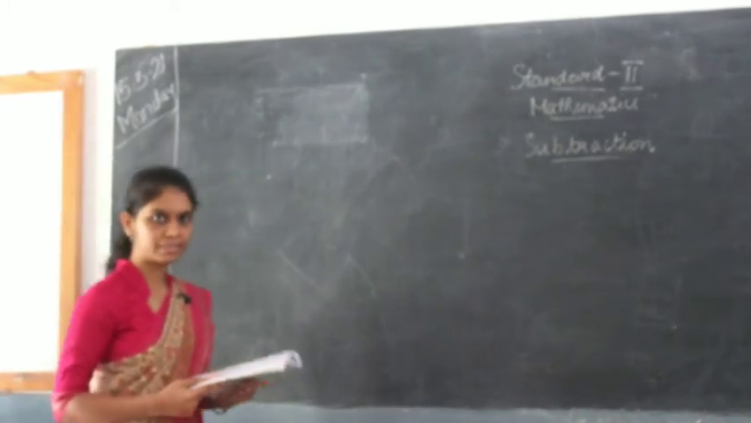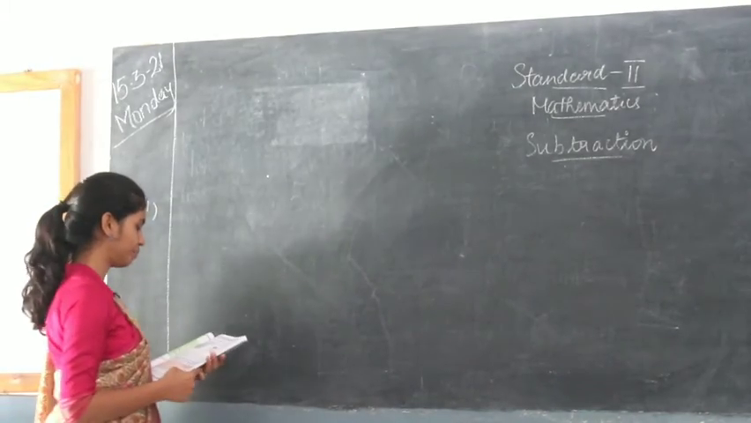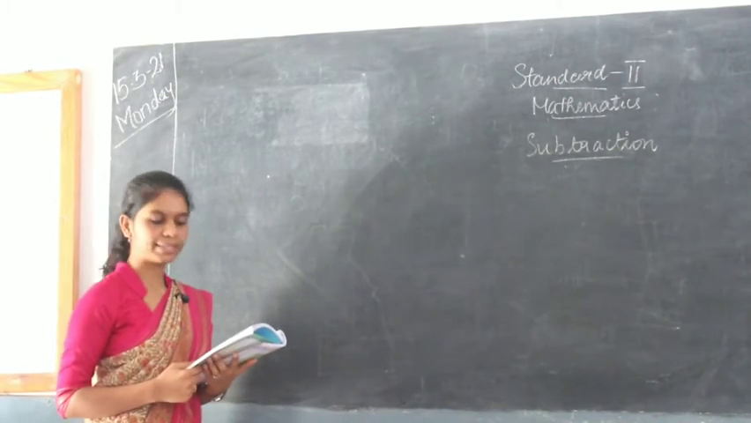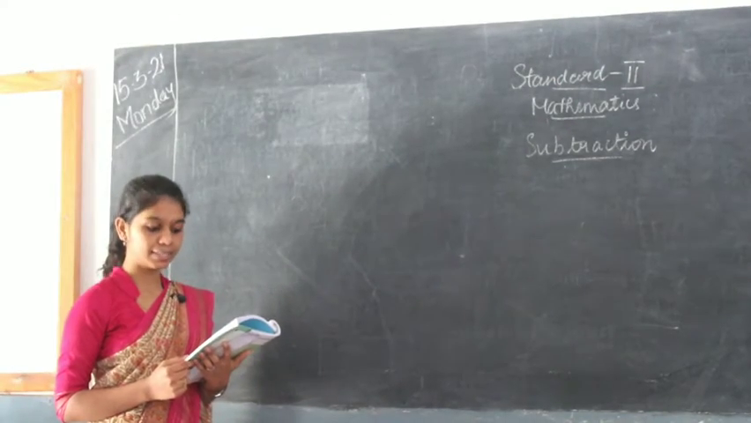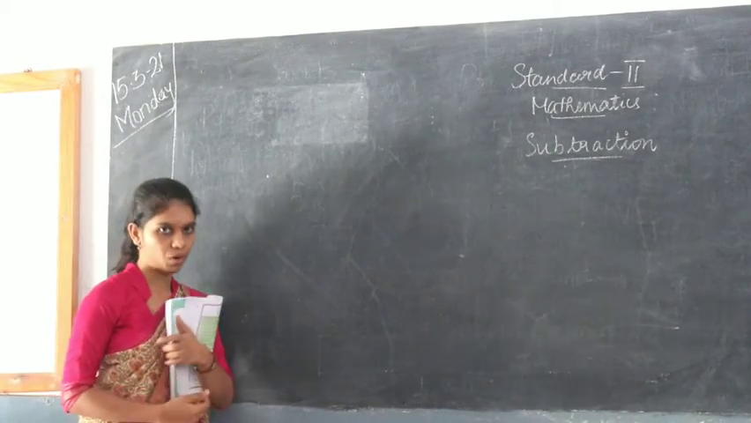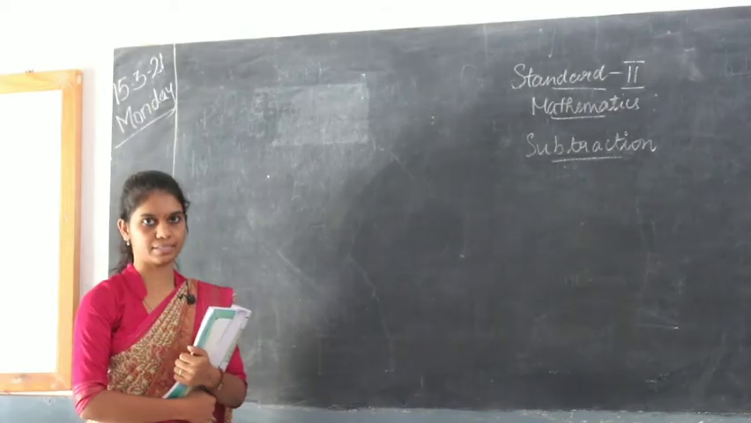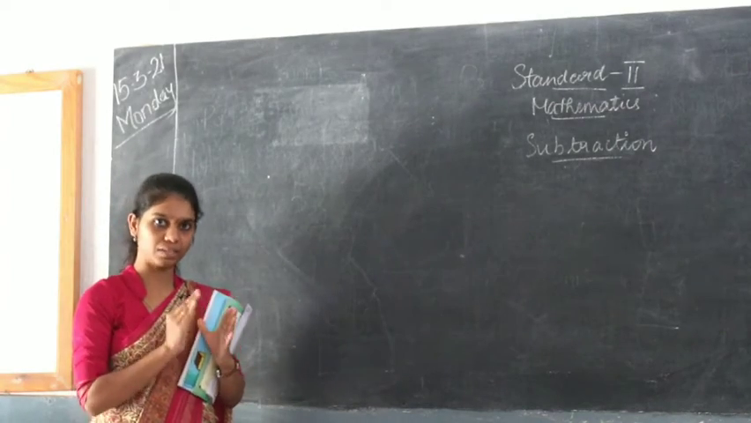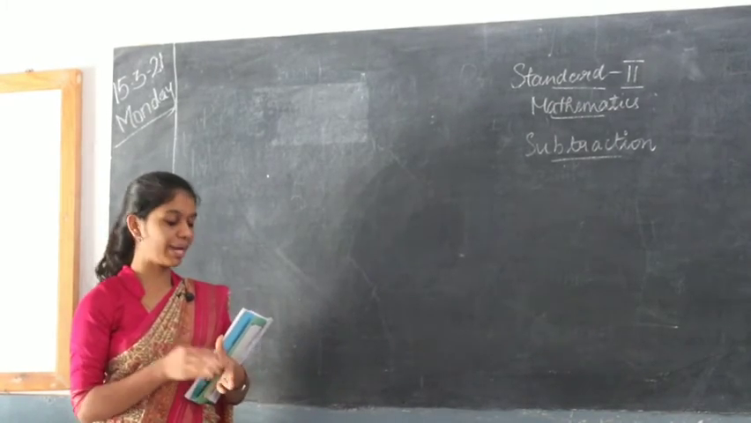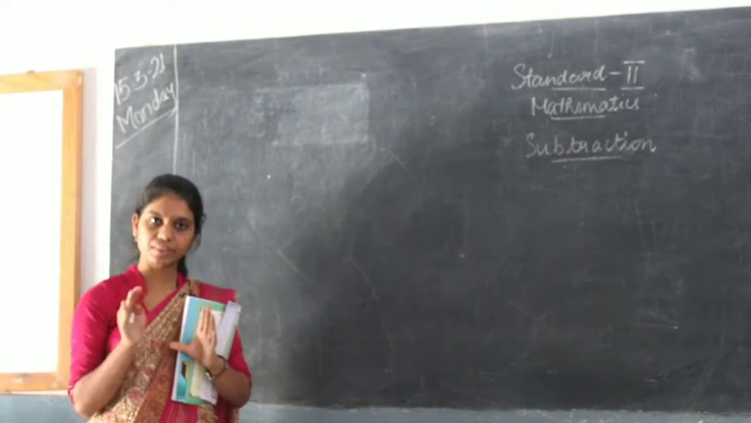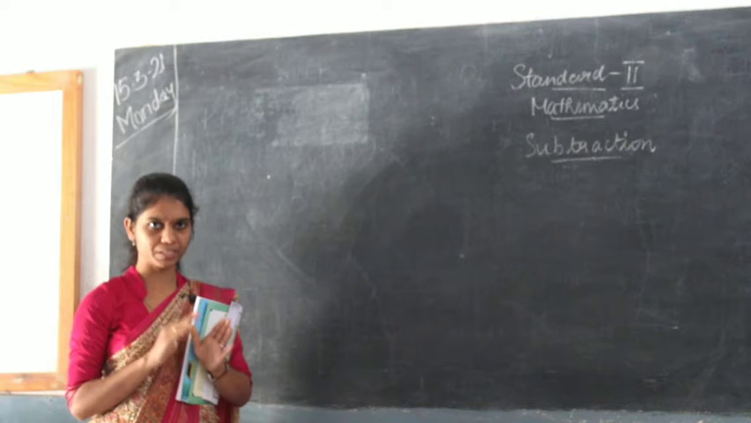Page number 107, example 1. Pavitra spends rupees 23 out of rupees 36. So what they are telling is Pavitra has rupees 36. She has 36 rupees with her, and out of the 36, she spent rupees 23.